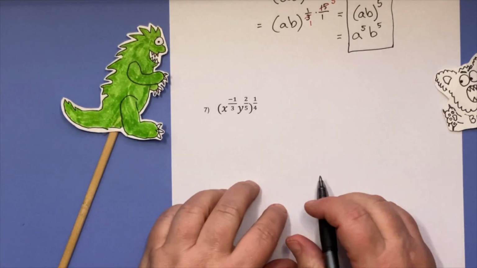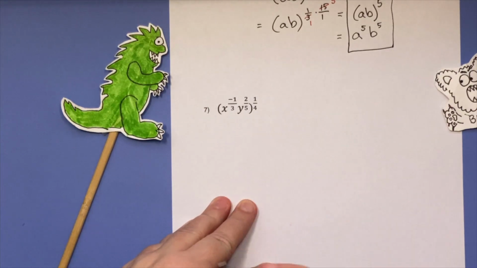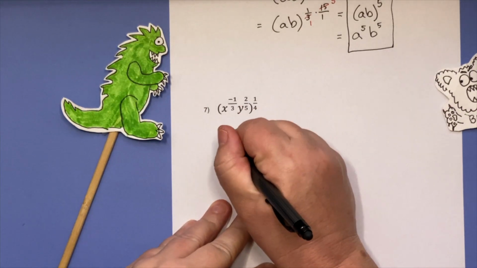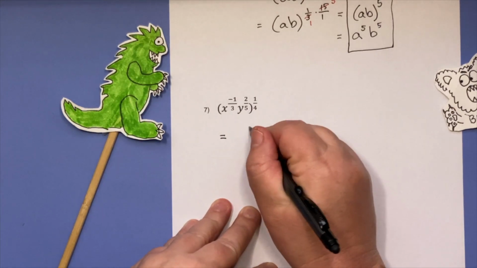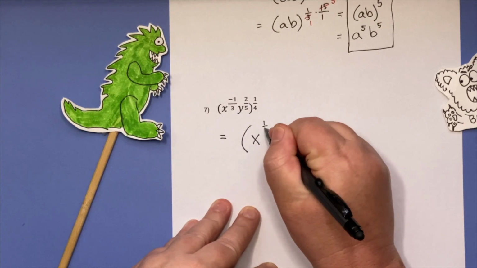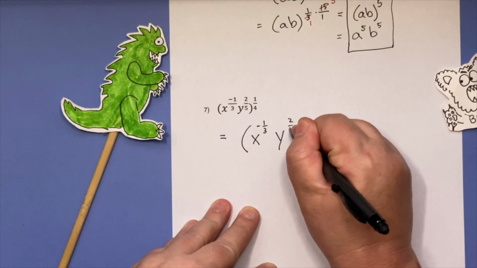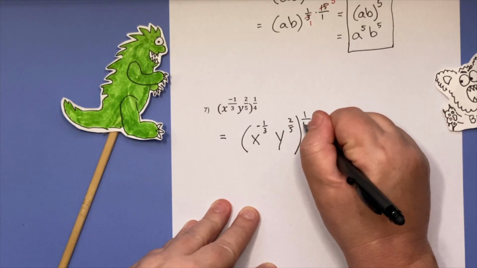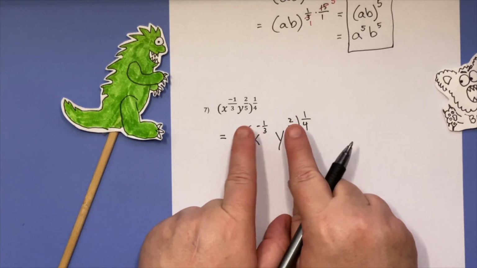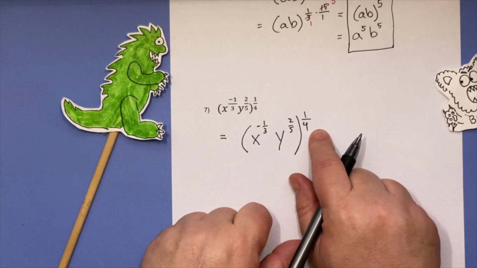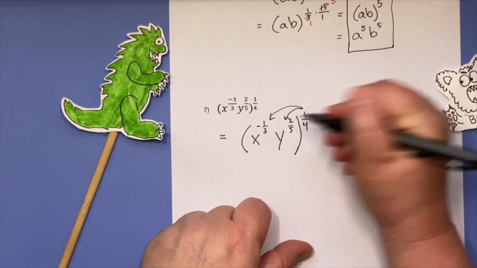Okay, so what should I do when I've got all of these shenanigans going on? And the answer is write really big and go very slowly. Don't let the panic overtake you. So I've got x to the negative 1/3 times y to the 2/5, all raised to the 1/4. And so basically the rule is when you've got 2 things multiplied inside parentheses and an exponent outside, you give out the exponent to each of the factors inside.